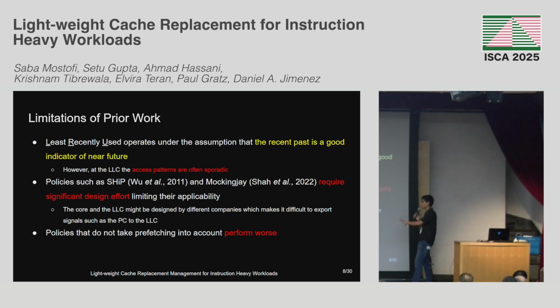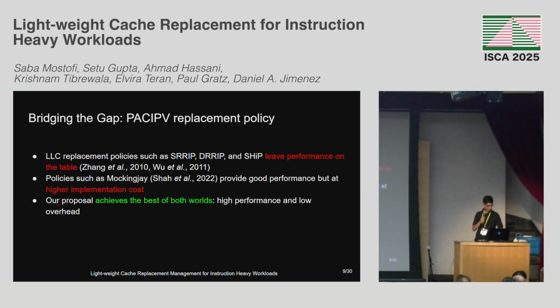Why is it not good to treat everything as the same? Because prefetching is a speculation, right? You're prefetching because I'm going to use this sometime in the future. I don't know when, or I don't know if I'll use it, but it's a prediction. But demands are also speculative, but less speculative than prefetches. So it's important to consider both of them as separate classes. And that's exactly what we do in our policy. So what is it that we are proposing? We are proposing a replacement policy which gives us the best of both worlds, which is we want high performance at low implementation cost.